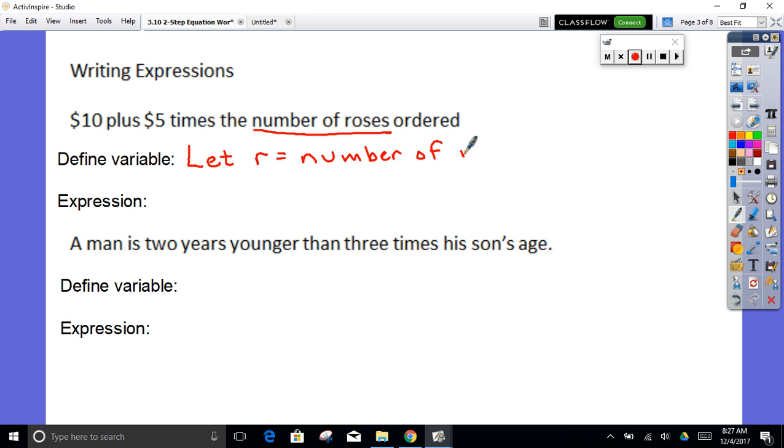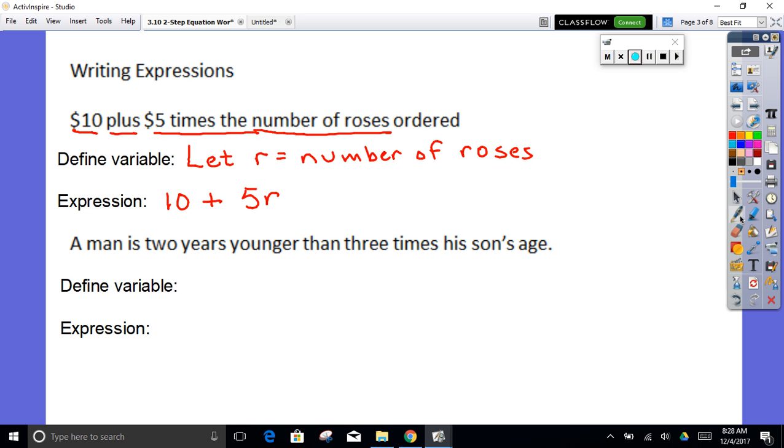I like to use variables that kind of stand for the thing I'm talking about. So R for roses. You could use X every single time if you just like to use X. You might have used N for the word number. So that if I'm writing an expression, I have 10 plus 5 times the number of roses. So 10 plus 5R.